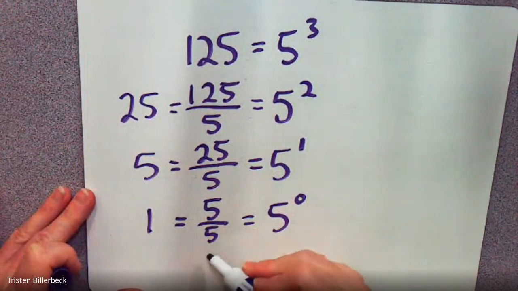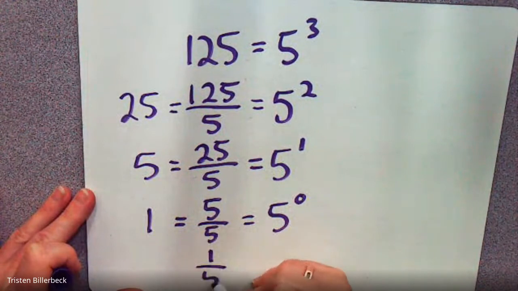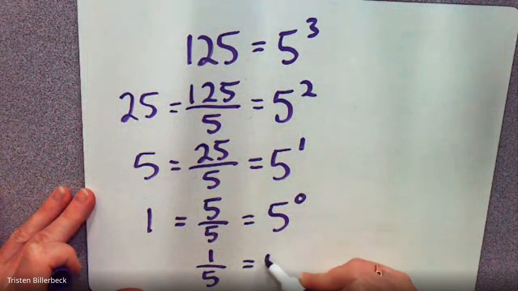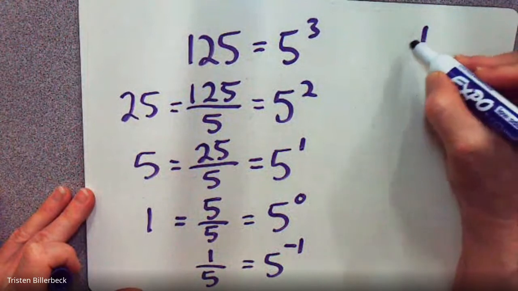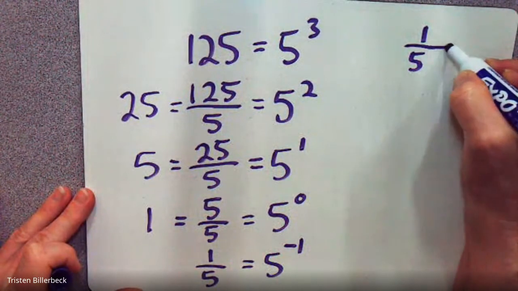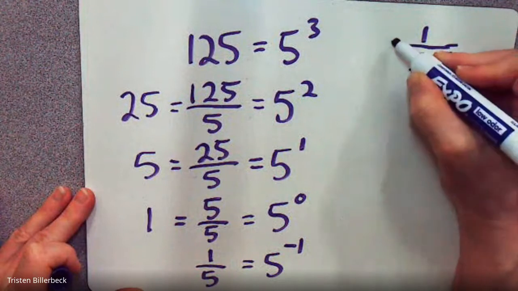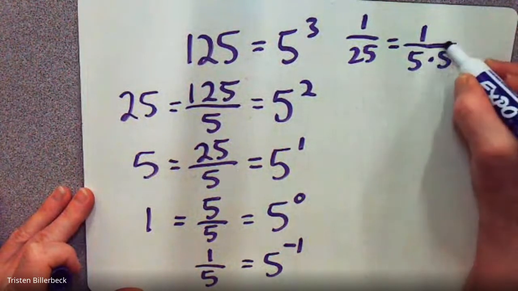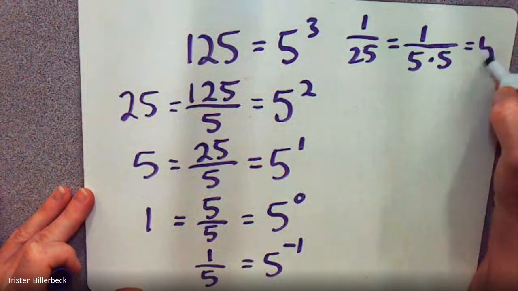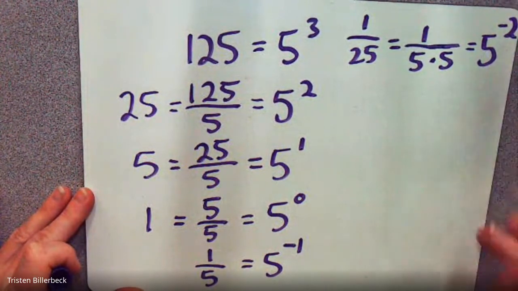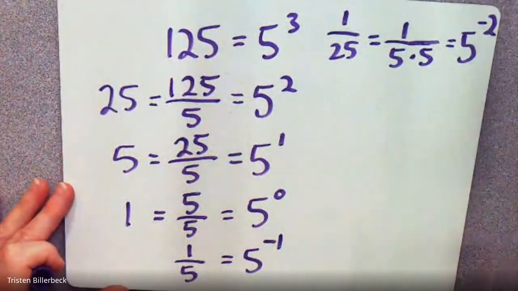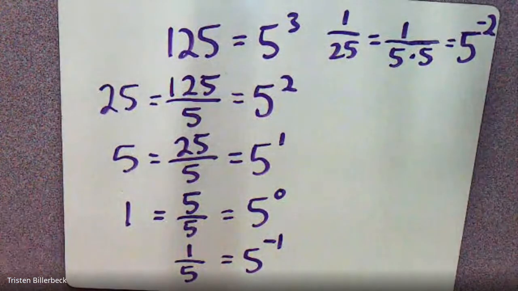Now if we continue and we take 1 divided by 5, and we subtract the 1 from here, we get 5 to the negative 1. We continue, we have 1 over 5, and we divide it by another 5. That gives us 1 over 25, which is 5 to the negative 2. Okay, so that kind of gives you an idea of how these exponents are working.